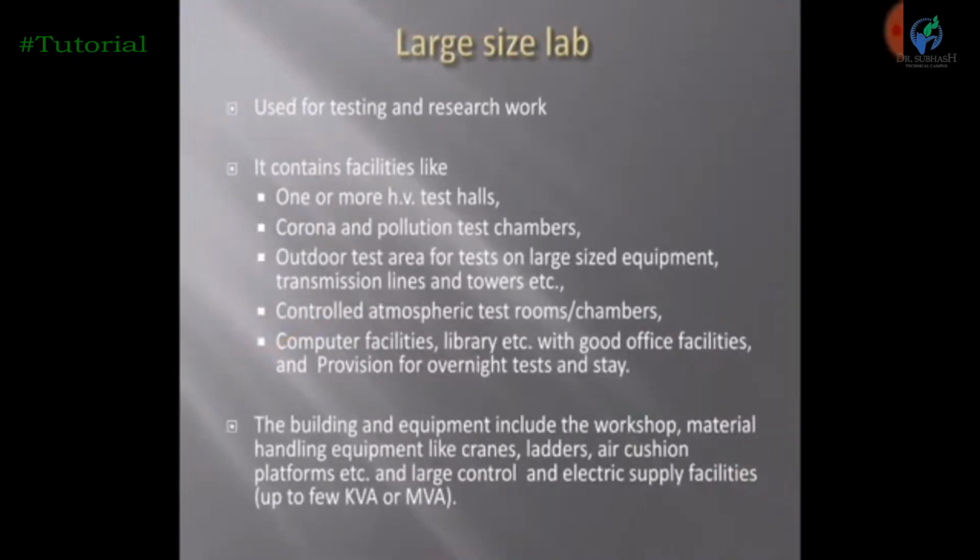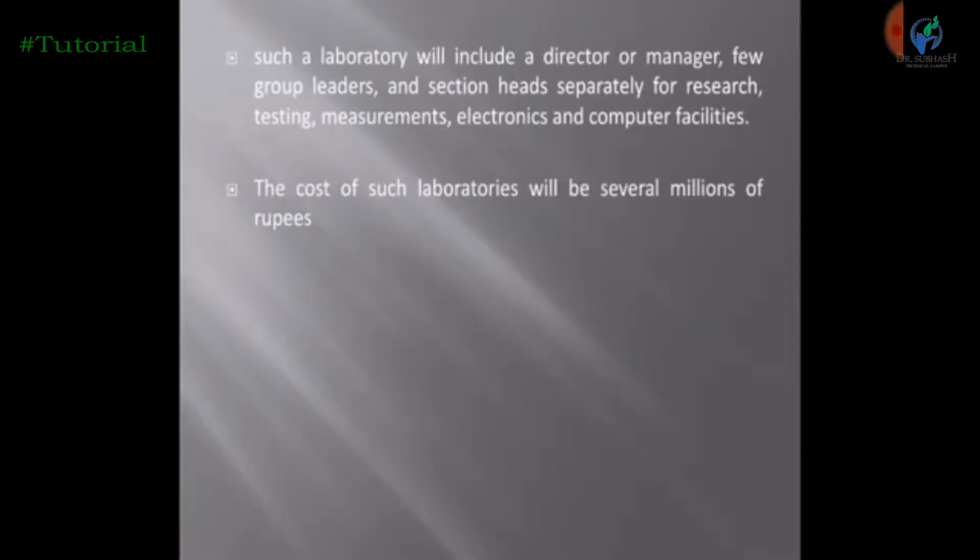Building: the building and equipment include the workshop, material handling equipment like cranes, ladders, air caisson, platforms, etc., and large control and electric supply facilities. Such a laboratory will include a director or manager, a few group leaders, and section heads separately for research, testing, measurements, electronics, and computer facilities. The cost of such laboratories will be several millions of rupees.